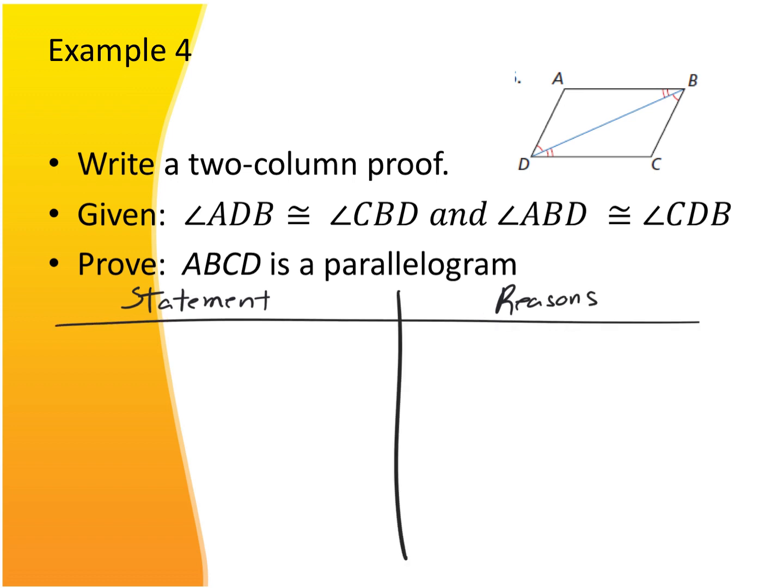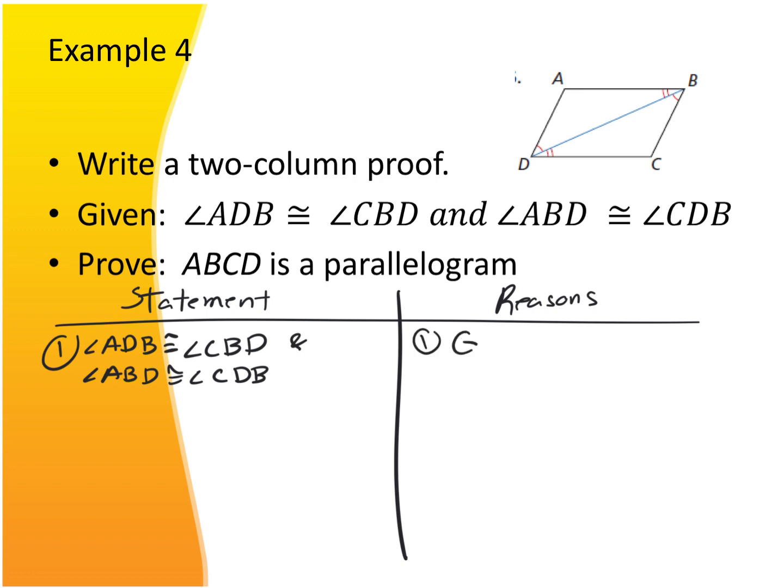Again, this is a very short proof. If you guys know the theorems and the converse, the proof should be fairly easy because you'll know how to move around in order to make it work. So again, I'm going to start with the given. ADB is congruent to CBD, and angle ABD is congruent to angle CDB. Now, that is the given. That's always the first one.